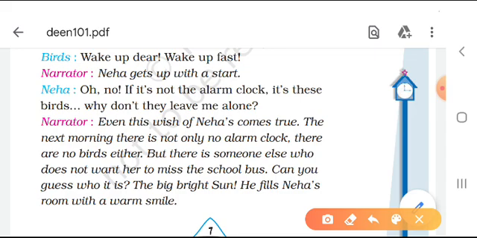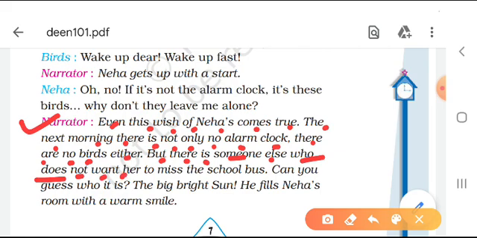Now, the next line is from the narrator, it means the writer is saying, even this wish of Neha's comes true. The next morning, there is not only no alarm clock, there are no birds either, but there is someone else who does not want her to miss the school bus. Can you guess who it is?